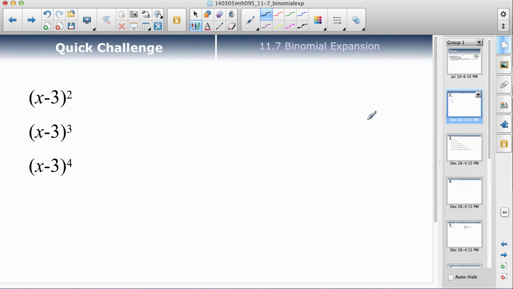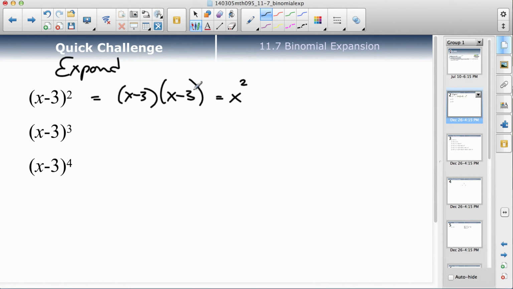What I'm talking about when I say expanding binomials is something like this. If I have x minus 3 squared, I could write that out as x minus 3 times x minus 3. When I say expand, what we mean is to multiply it all out. So x times x is x squared, x times negative 3 is negative 3x, negative 3 times x is another negative 3x, and negative 3 times negative 3 is positive 9. So when I'm done, I'm coming up with x squared minus 6x plus 9.